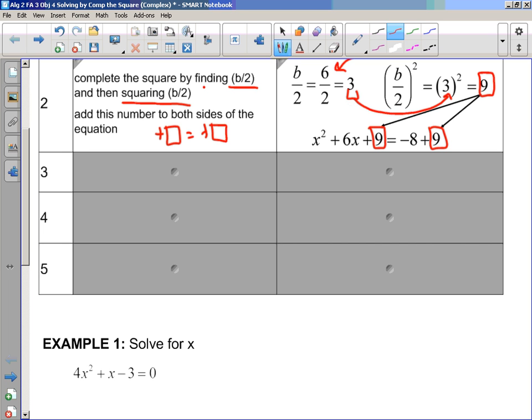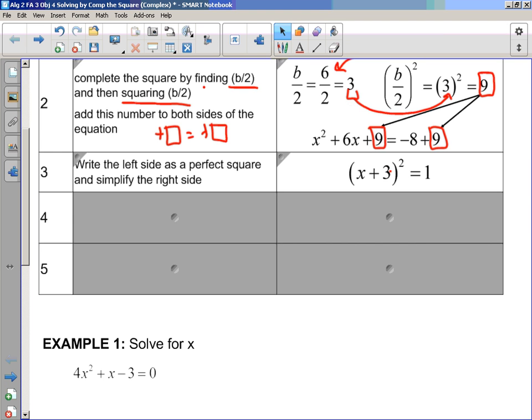Now from here, it's quite a bit simpler. That step of finding that magic number that we add to both sides is most of the time the hardest part. But then what we're going to do is factor the left side into a perfect square and then simplify the right. So in this example, it would be x plus 3 quantity squared equals 1. Because the two numbers that multiply to 9 but add to 6 are 3 and 3.